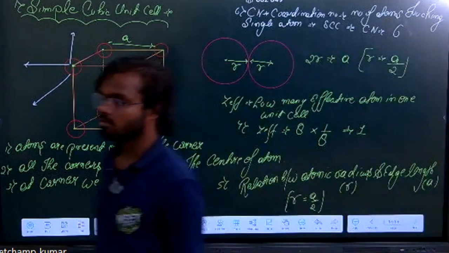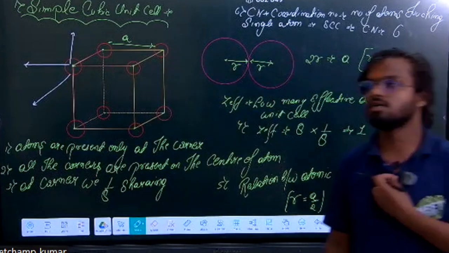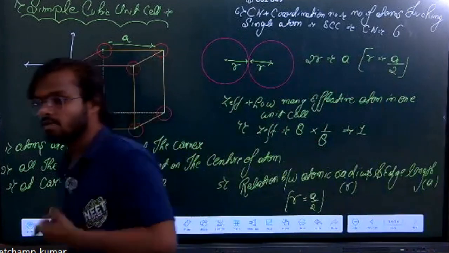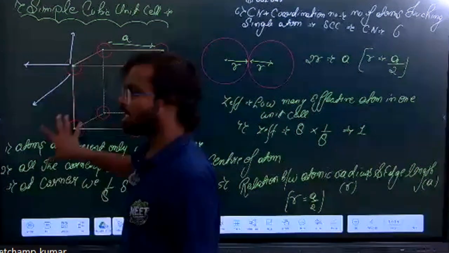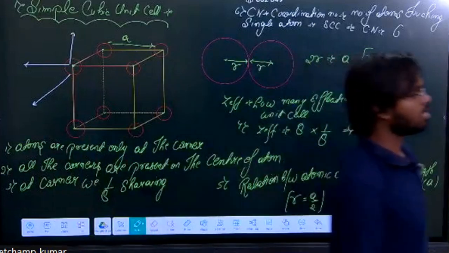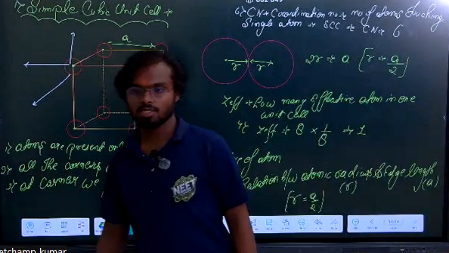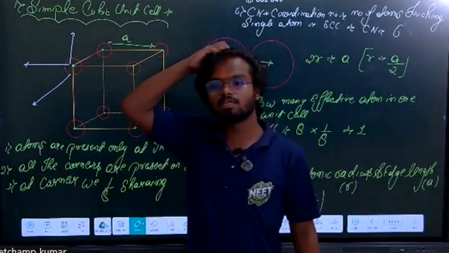Third important point is the coordination number. How many atoms are touching a single atom? It looks like there are only 3 atoms, but this geometry is going to repeat itself. So there will be a total of 6 atoms touching it. So this is about the simple cubic unit cell.